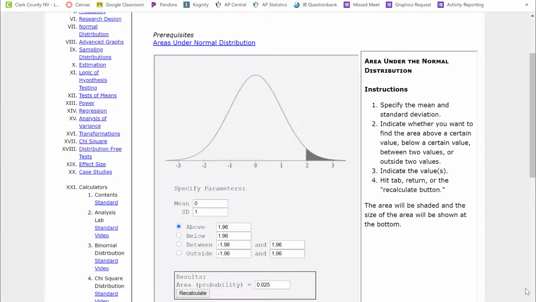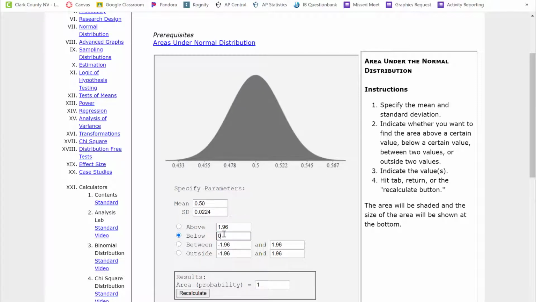So let's plug in the parameters that we're looking for. Remember, we said that the mean is supposed to be 0.5, and our standard deviation was 0.0224. What we wanted to see was how likely we were to get a sample that was less than 48% in favor of this idea. And we can see that it's 18.6%, or 0.186. We can see that right down here as a result. Okay, let's go back and write it in.